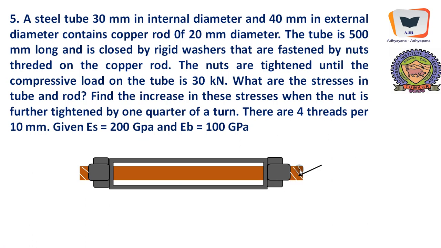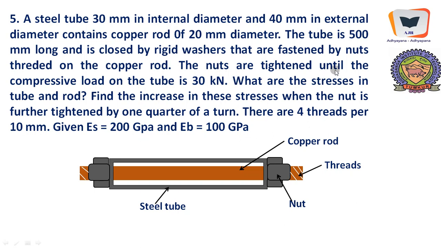So this particular rod has threads at the end, and this is rotated till the system is held fast very tightly, so that no relative movement will occur, and they are fastened by nuts threaded on the copper rod. The nuts are tightened until the compressive load on the tube is 30 kilonewton. So this problem is a fine example of how to create a change in length, how to create some kind of strain, thereby creating stress in them. So it's a reversal procedure.